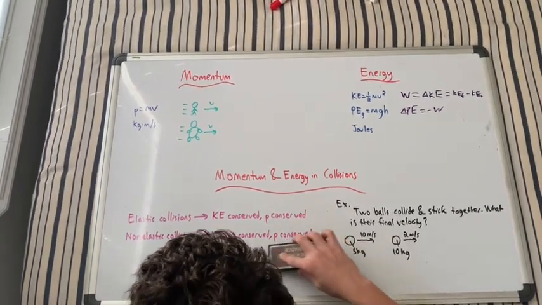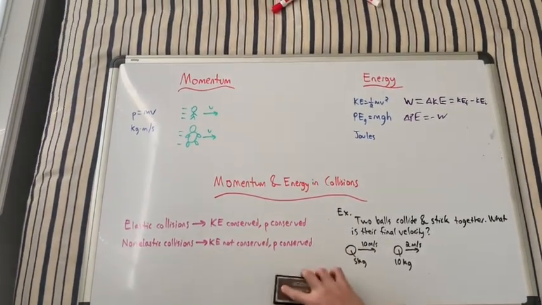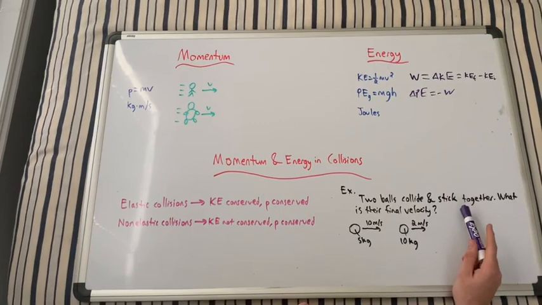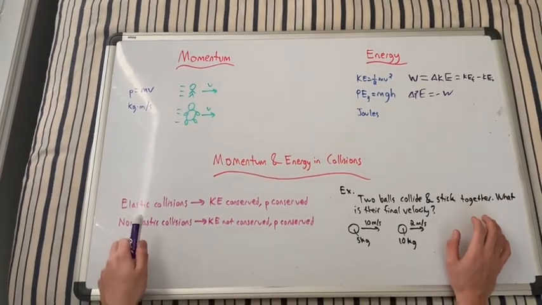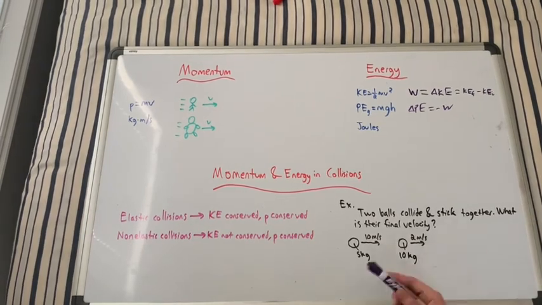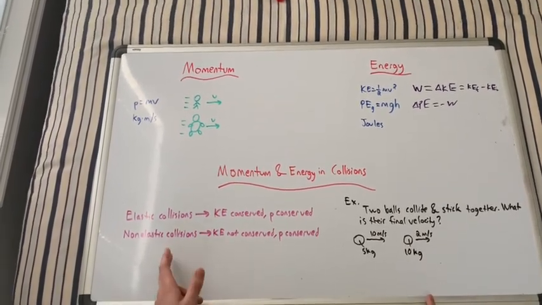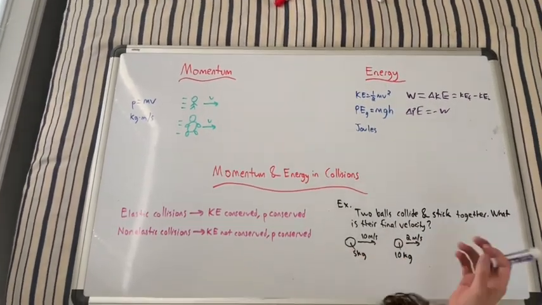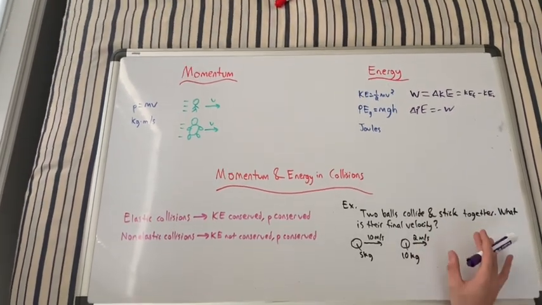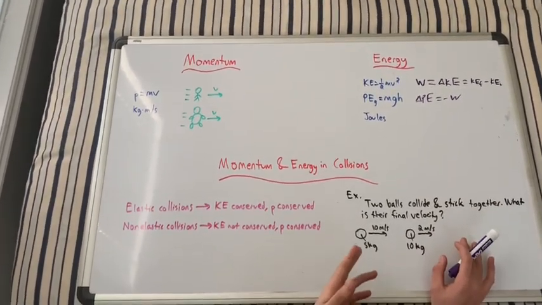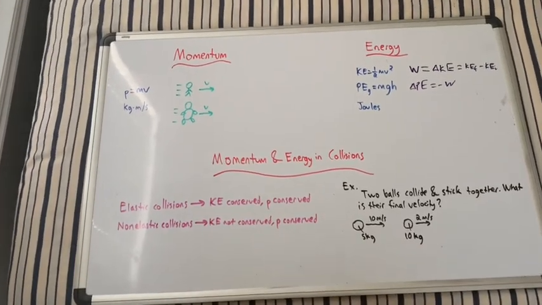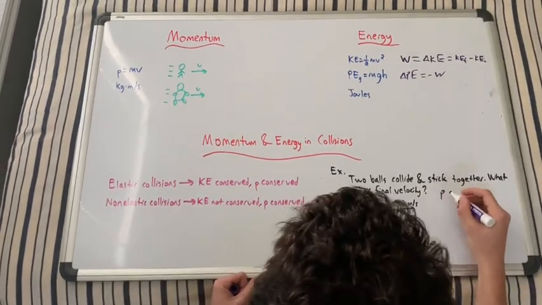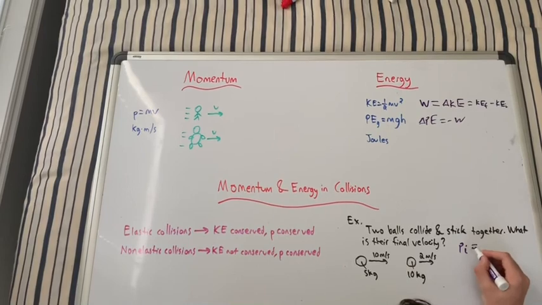Now we're going to do a simple problem to incorporate these two topics in collisions. It says two balls collide and stick together. If they stick together, we know that's a perfectly non-elastic collision. They're asking, what is their final velocity? Whenever it's a collision, we know momentum is conserved, so we write our conservation of momentum statement: initial momentum is equal to final momentum.